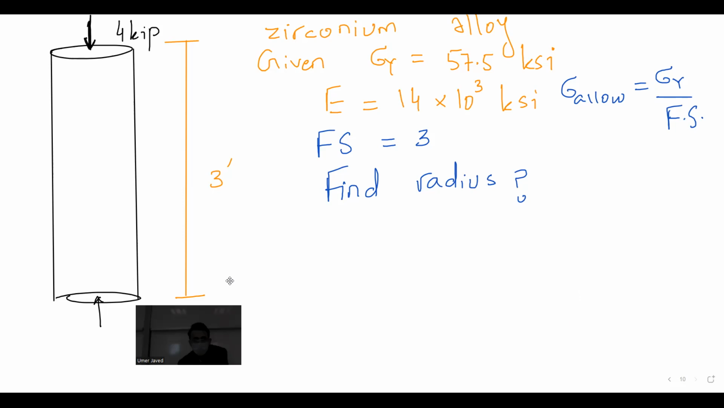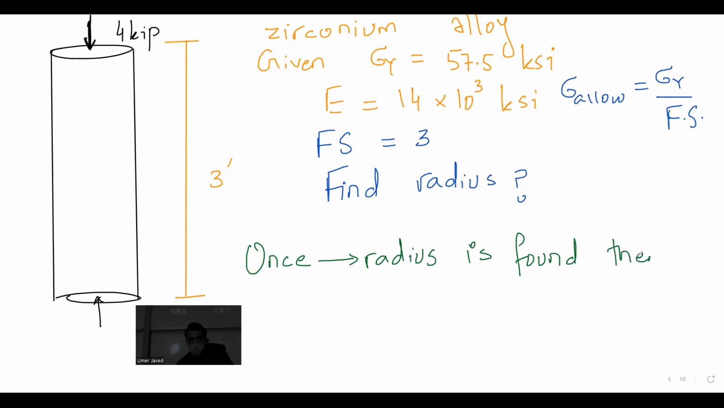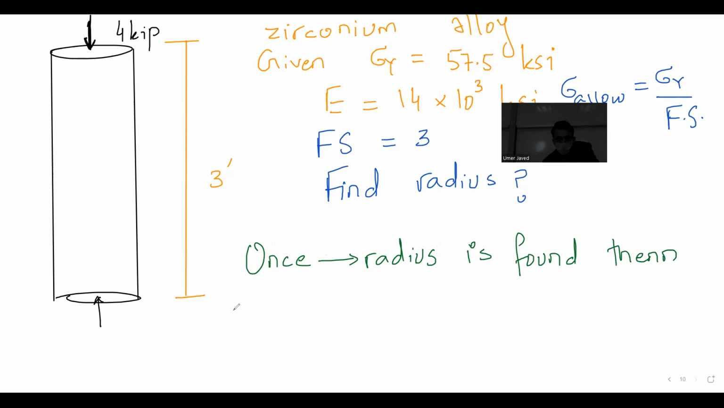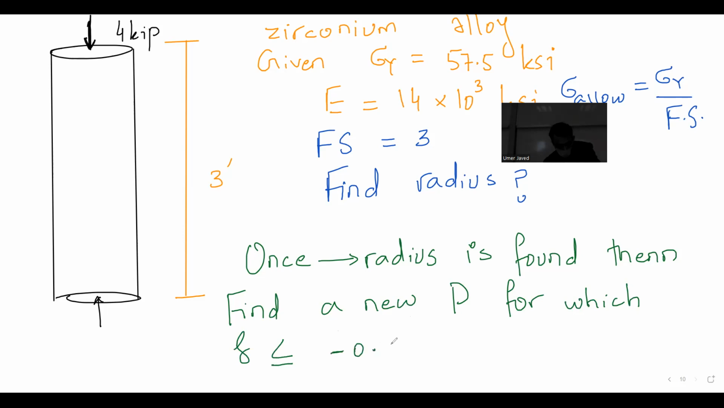Okay, let me add one more question, because he's right. Why did I give you the Young modulus? Once the radius is found, then find a new P for which the change in length is less than or equal to 0.002 inches. Are you getting my point?